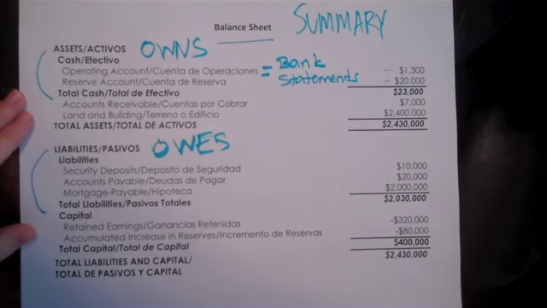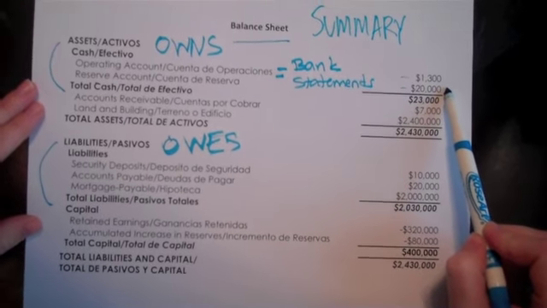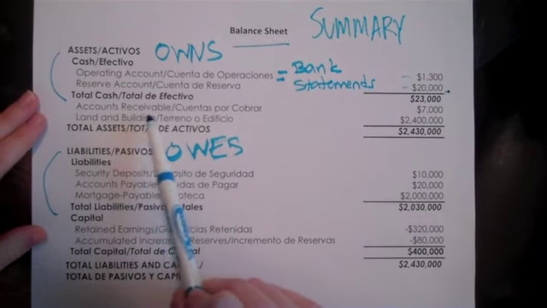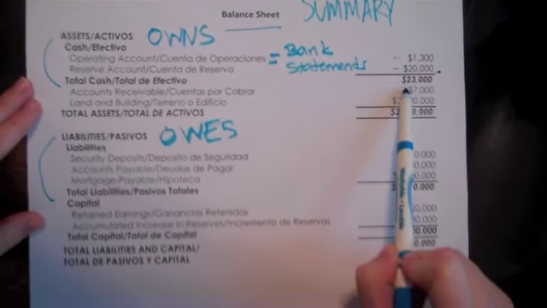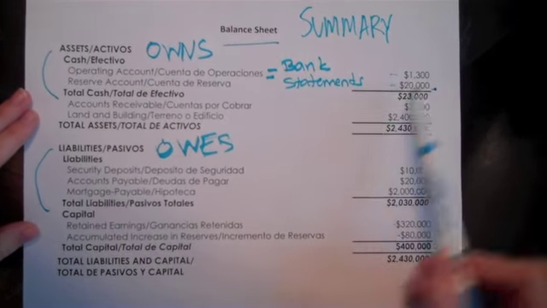Once again, we see the reserve account here, which is important because the cooperative needs to make sure they're saving for future emergencies. You also see accounts receivable, which is what people owe to the cooperative, and land and building, which is how much your building is worth.